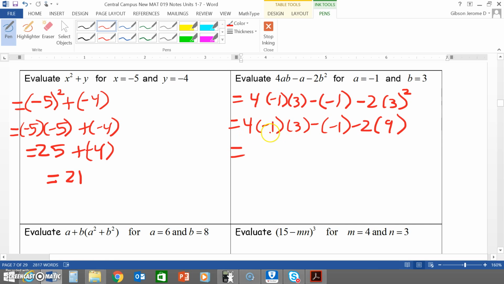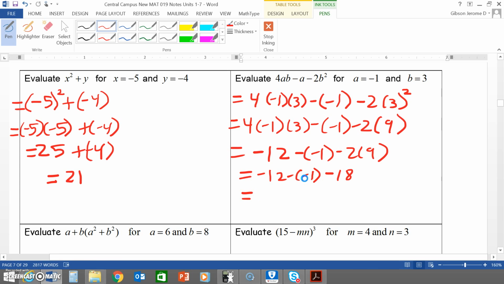4 times a -1 is -4. And -4 times 3 is -12. Minus a -1 minus 2 times 9. So now we're done with the multiplication here. We have subtraction, and now we have multiplication. So we know we would do that multiplication. Minus 2 times 9 will give us a minus 18, because whenever you have opposite signs, your answer will be negative.